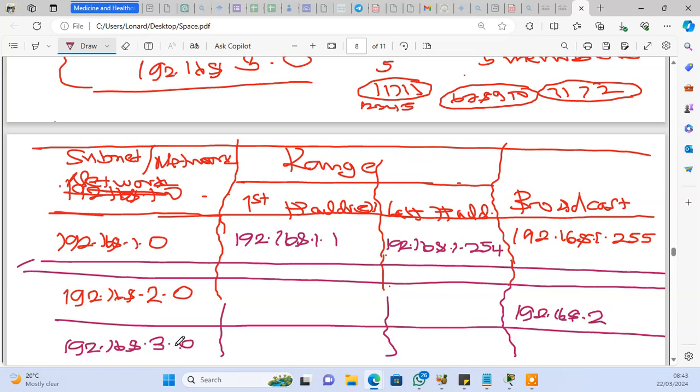Then a 1 here, it weighs 256. That is why you subtract the 1. And then dot 255. So you subtract the 1 on this to get the last usable, 192.168.2, then dot 254.